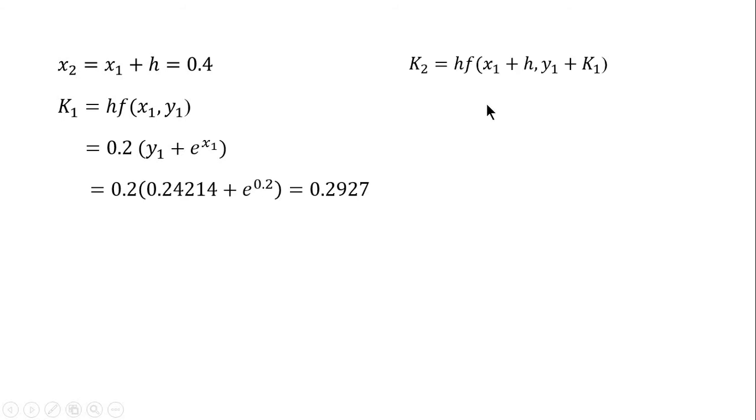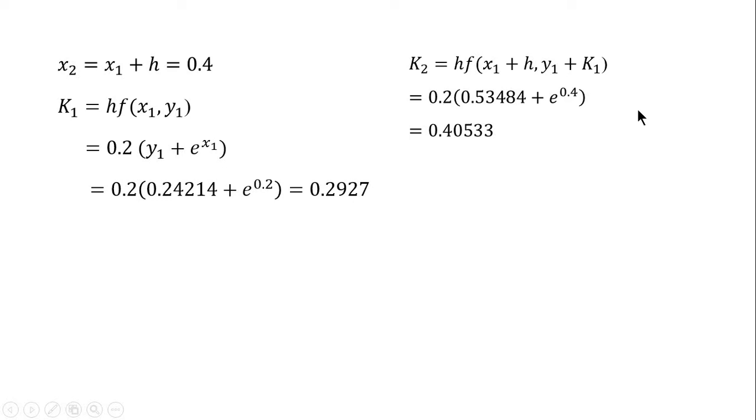Find out k2 again. k2 is h into function of x1 plus h, y1 plus k1. Here x1 plus h is nothing but x2, 0.4. So here x will take the value 0.4 and y will take the value y1 plus k1. y1 we have already obtained, k1 also we have obtained. Adding those two we get the second parameter. So this is our second parameter, y plus e raised to x. Substituting in the function we get k2.